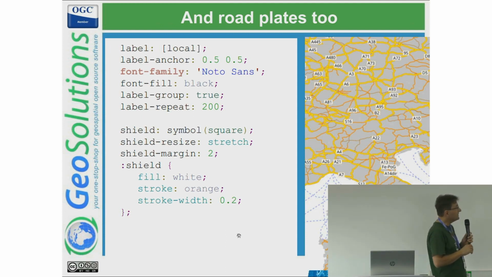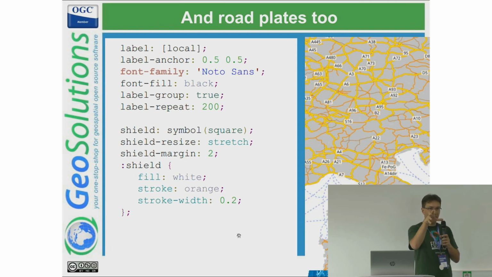We also have an interesting bit in the labeling. Labeling highways typically means creating road plates below the label of the highway. In this case, it's a simple symbol, a square, that is being then stretched using the shield resize policy to match the sides of the label. So we start with a square and we stretch it to fill the sides of the label. We add a little bit of margin, 2 pixels, and control the coloring of it using the color shield pseudo property.